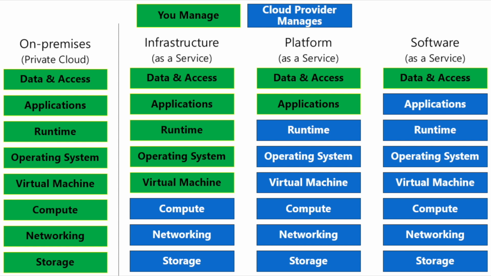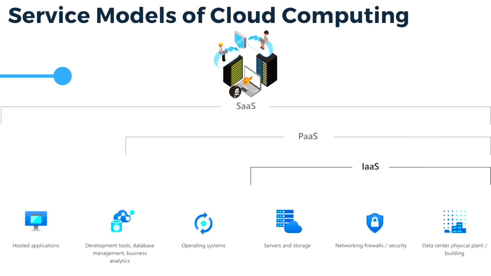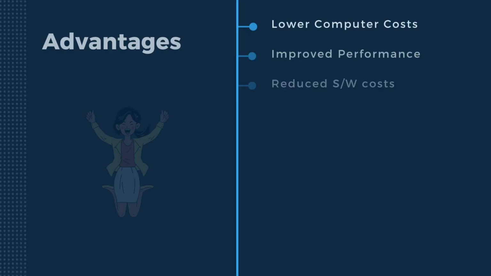For example, you would like to use the SQL Server database on Azure Cloud. For that, you just need to configure your Azure SQL Server or Azure SQL database on the Microsoft Azure Portal and start using it. You don't need to worry about the security. You don't need to worry about installation or any updates or anything. That is your software as a service. Service models of cloud computing, as I just mentioned, are software as a service, platform as a service, and infrastructure as a service.